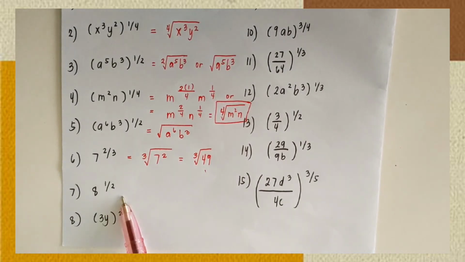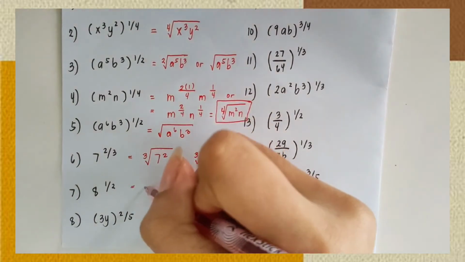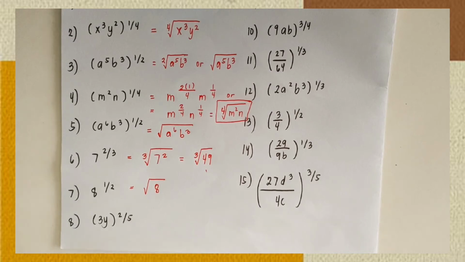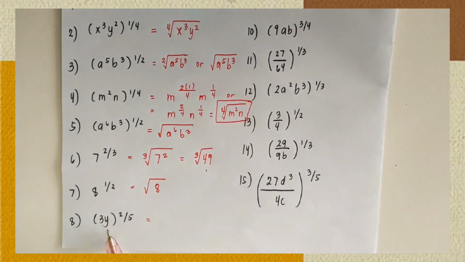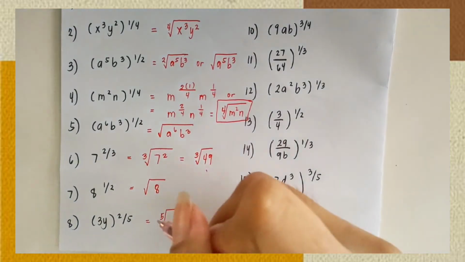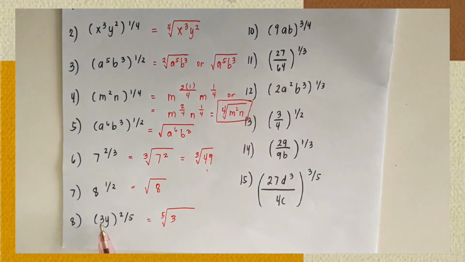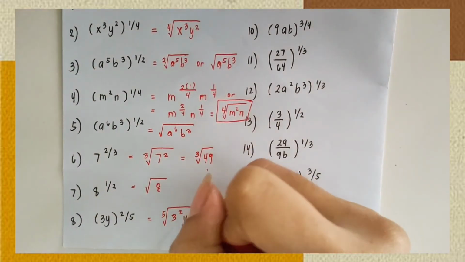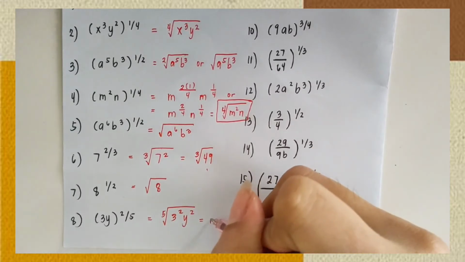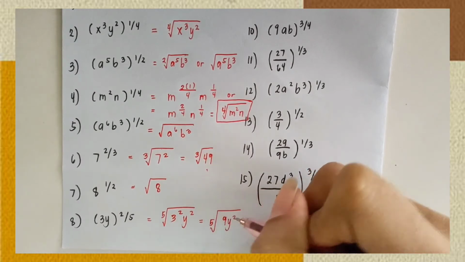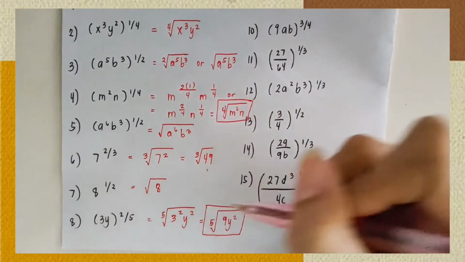How about for number 8? We have square root. So the square root of 8. That is the answer. For number 8, we have 3y raised to 2/5. So 5 here is our index. So we have 5th root of 3. Apply the laws of exponent. 3 squared, and then y squared. So we have 5th root of 3 squared, that is 9. Copy y squared. This is our answer for number 8.